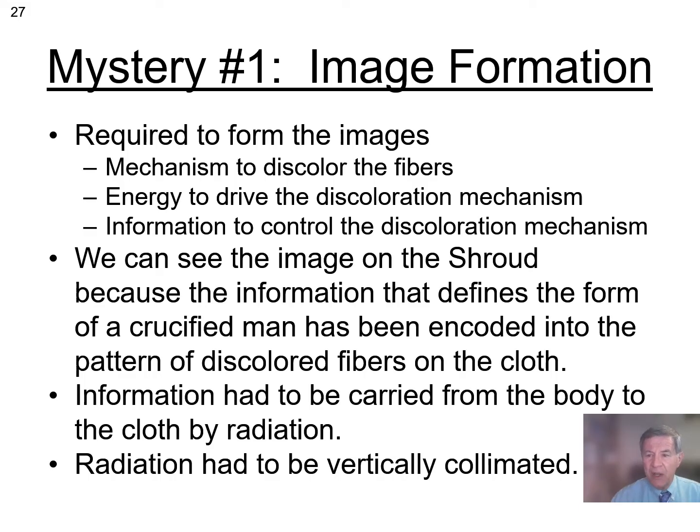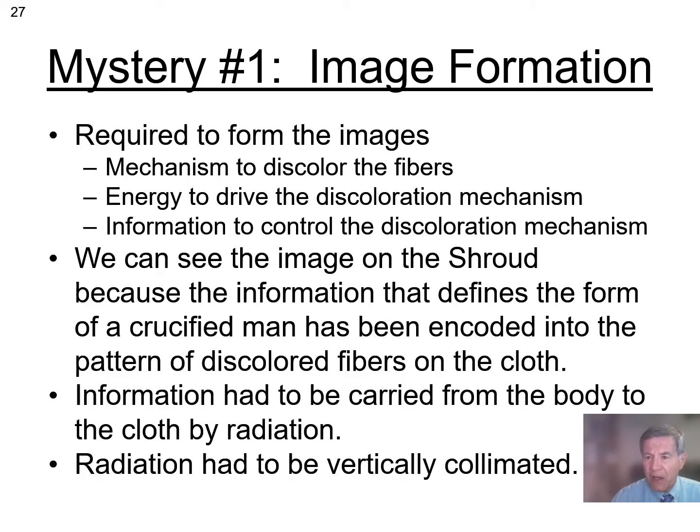Since the front image that was produced on the cloth above the body is a vertical projection upward from the body, and the dorsal image that was produced on the cloth below the body is a vertical projection downward from the body, it is hypothesized these images were formed by radiation emitted vertically upward from the body to form the front image, and vertically downward from the body to form the dorsal images. Such radiation cannot have been emitted in all directions, but must have been emitted essentially vertically collimated, both upward and downward, to form the good resolution images that are on the shroud.